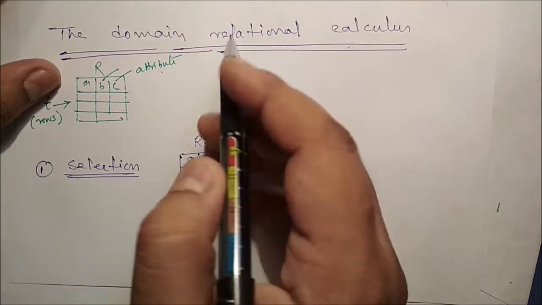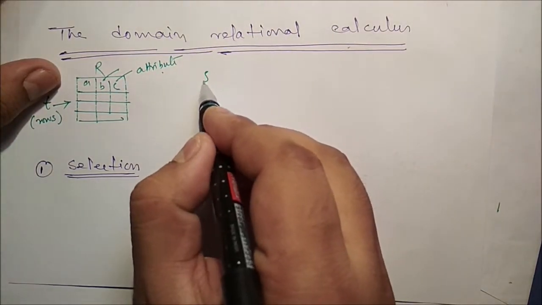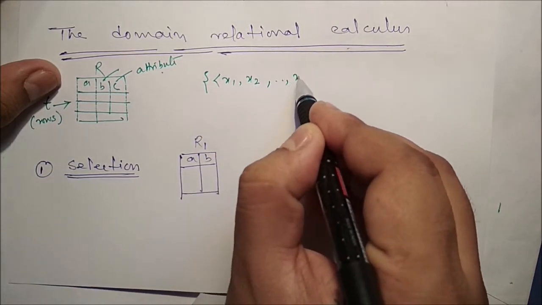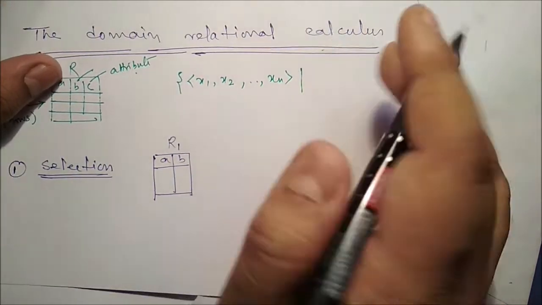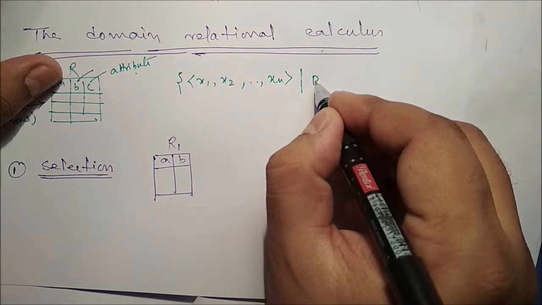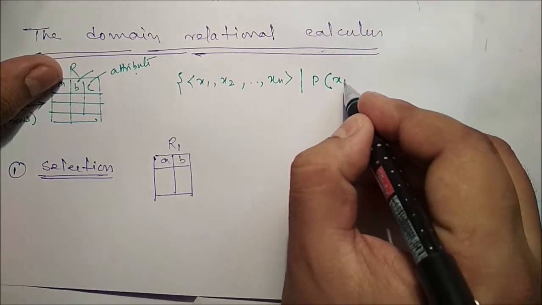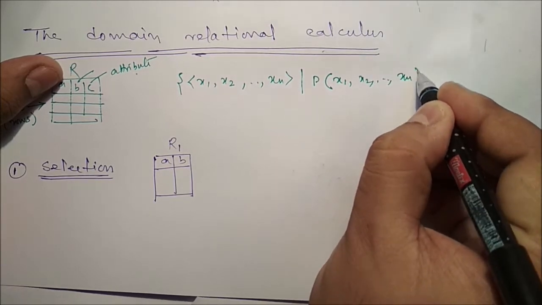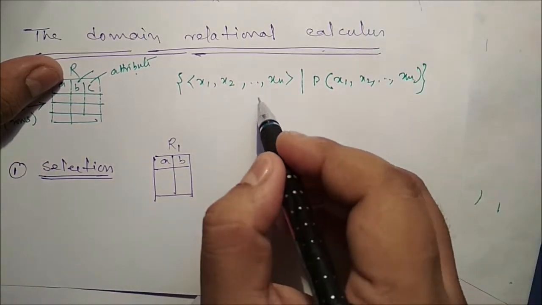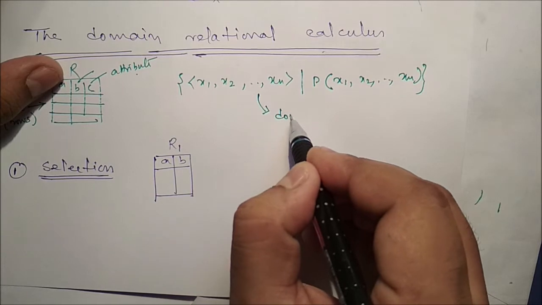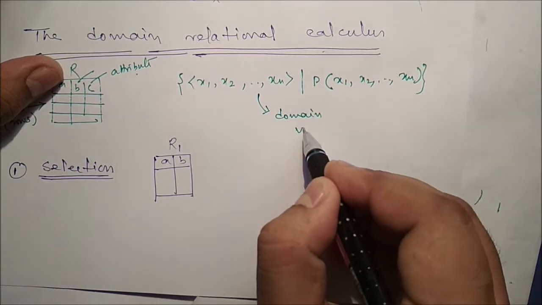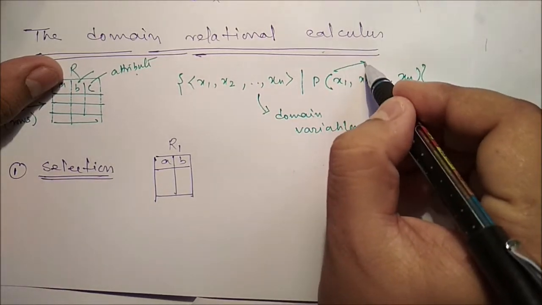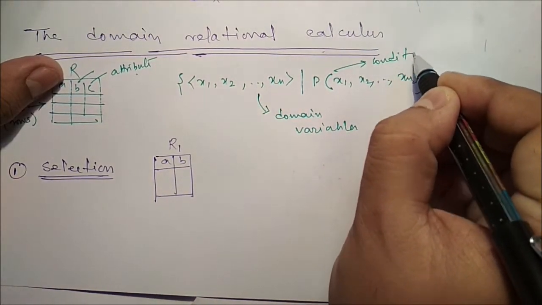The general format is very simple. Say x1, x2 to xn, and here we put the condition on the domain. These x1, x2 to xn are called domain variables, and then the condition on the domain.